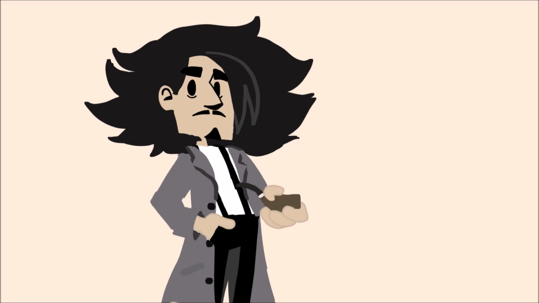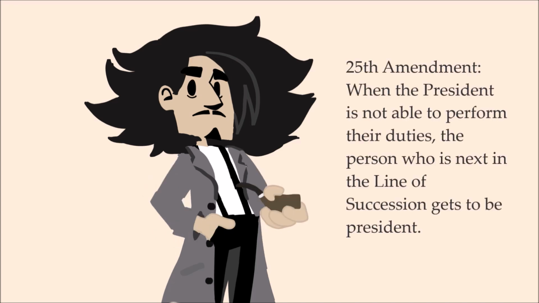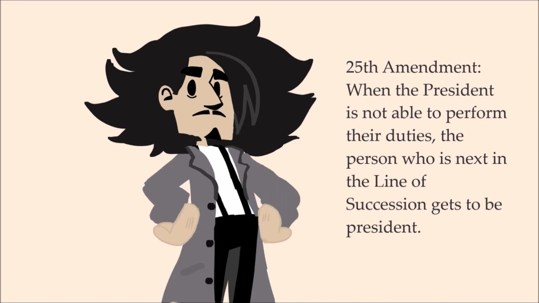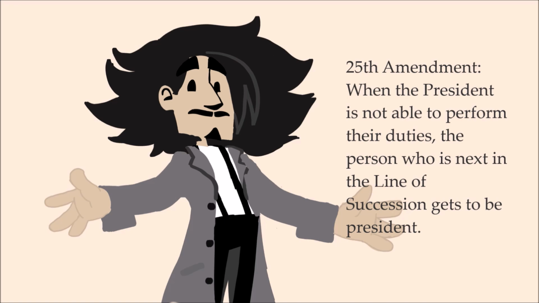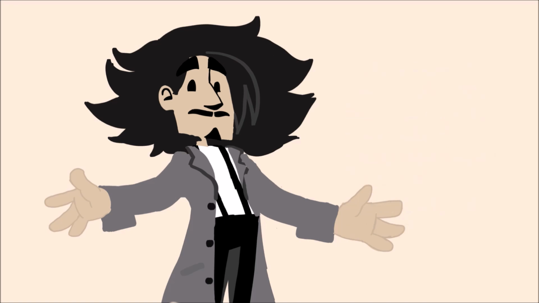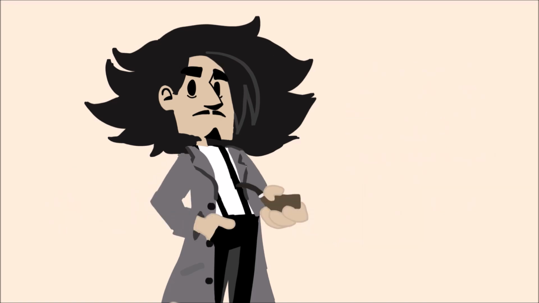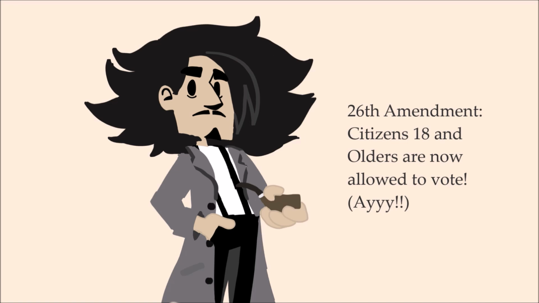The 25th Amendment explains that when the president is not able to perform duties for any reason, the vice president takes his place. If the vice president is unable to perform duties, the Speaker of the House has to take power. And if they can't perform duties, then it just keeps going down the presidential line of succession. I'll provide a link in the description if you want to check that out for yourself. It's pretty interesting. The 26th Amendment allowed people 18 and over to vote.